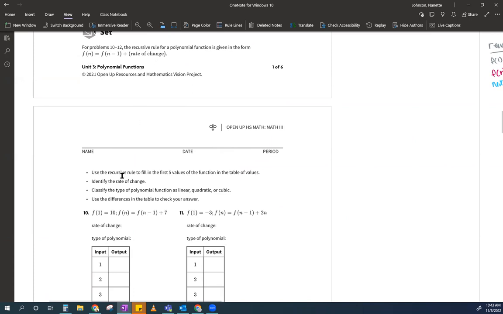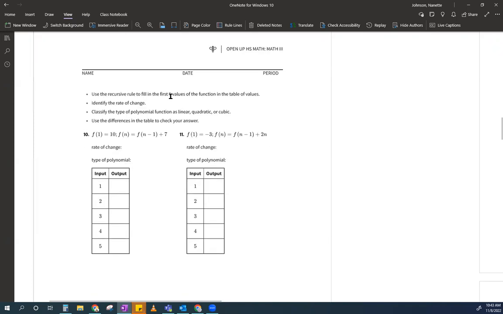and over again, okay? So the way I got to the next number is I'm just adding whatever rate of change that they did. So here's number 10. You can kind of already pick off what your rate of change is, okay? Then it says use a recursive rule to fill in the 5 values of the table, and then it says identify the rate of change and then classify the type of polynomial that it's either linear, quadratic, cubic, and then use the differences in the table to check your answer.